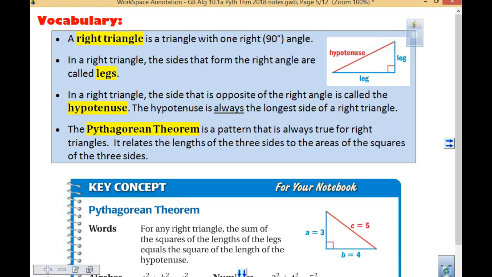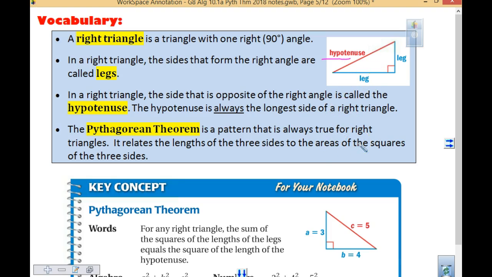So vocabulary, if you would read, please, Jacob. A right triangle is a triangle with one right, 90 degree angle. Keep going. The sides of the right triangle that form the right angle are called legs. Keep going. In a right triangle, the side that is opposite of the right angle is called the hypotenuse. The hypotenuse is always the longest side of the right triangle.